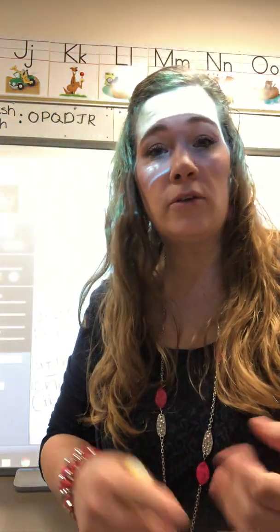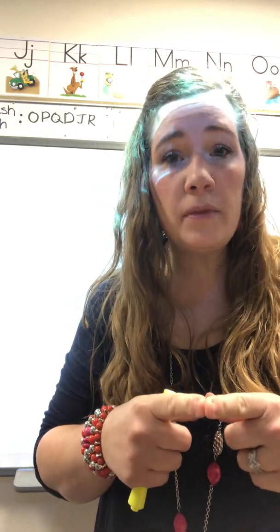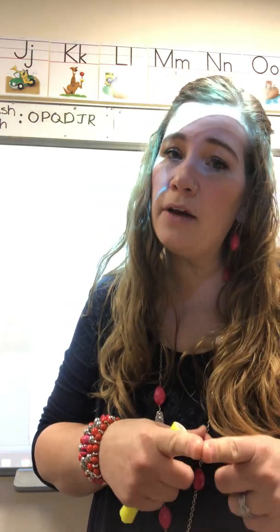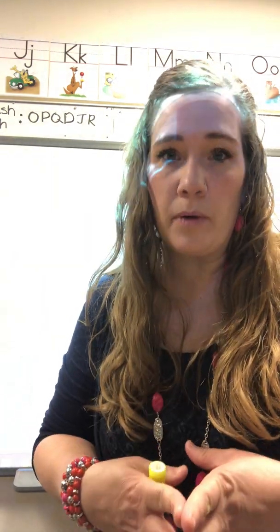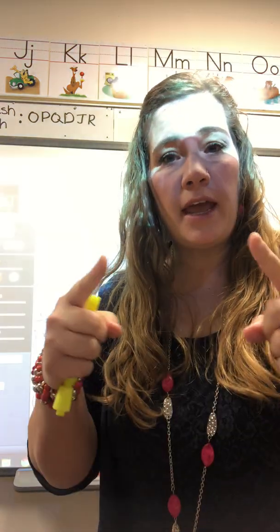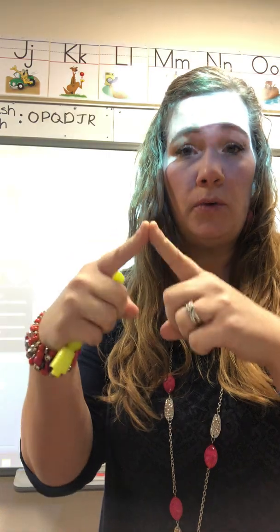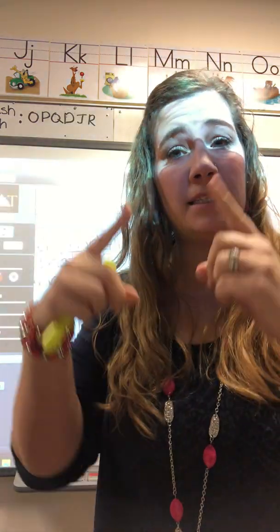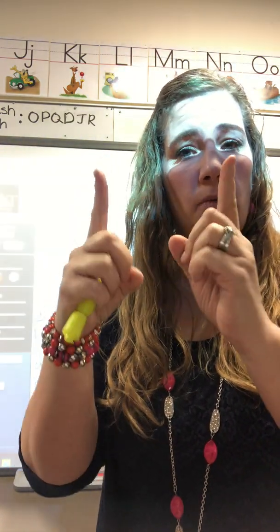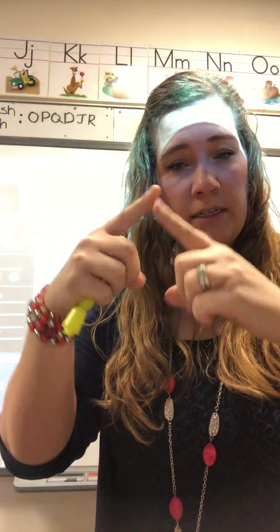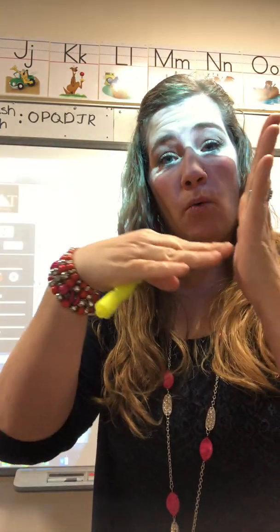We can call angles corners. That's okay, but you need to know angle is the correct math vocabulary, and we want to use that, all right? So think of angles as the corner or the point where two lines meet. You can call lines sides. Okay, so when you have two lines, where do they meet? When you have two sides, where do they meet?